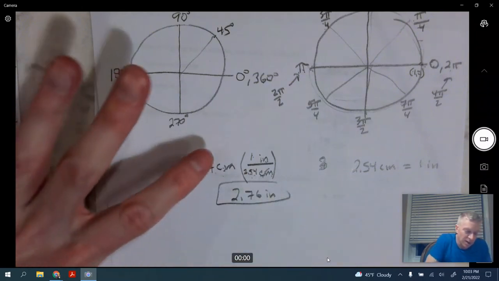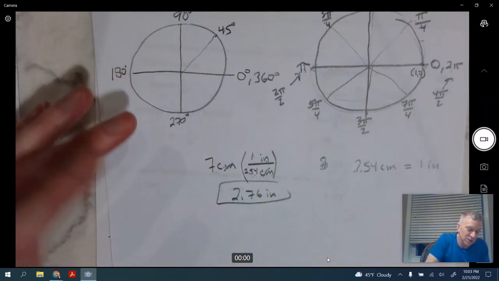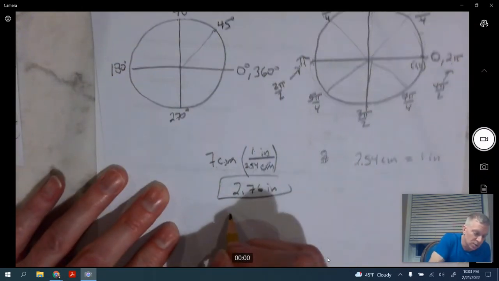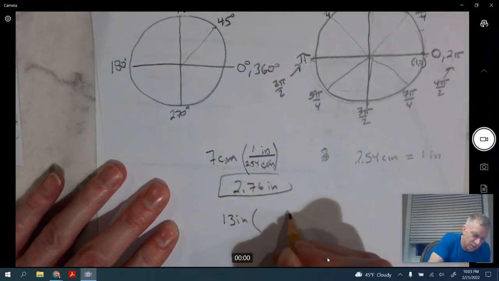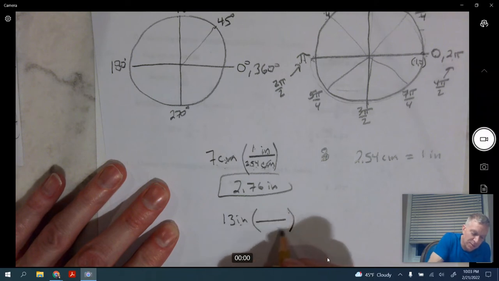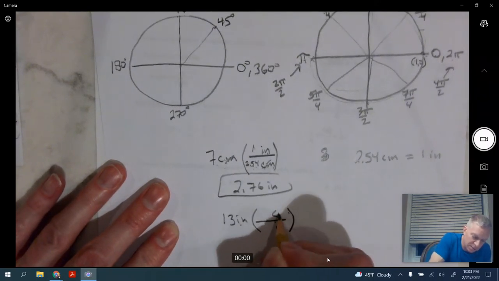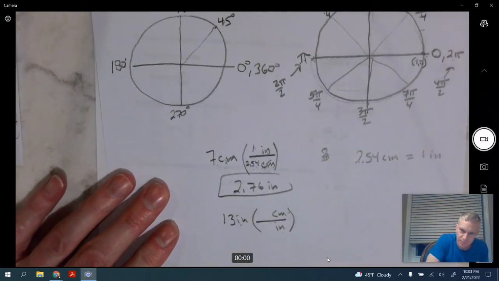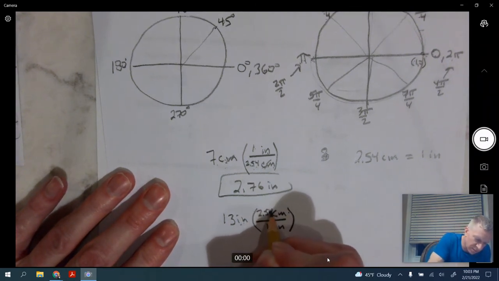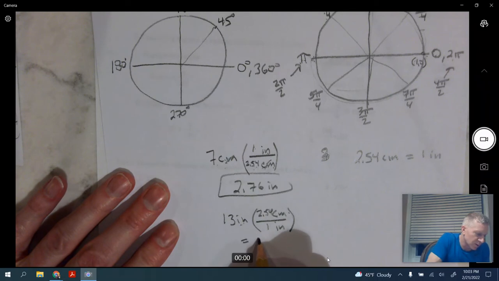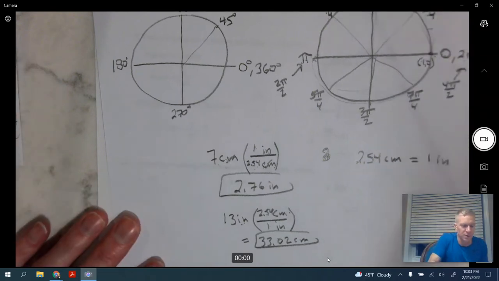Okay. Same way, if you're taking something that's in inches and you want to convert to centimeters, let's say you want 13 inches and you want to convert to centimeters. Well, you're not going to multiply by inches on the top. Now you're going to put the inches on the bottom and centimeters on the top. There's 1 inch in about 2.54 centimeters. And if you multiply that out, you get 33.02 centimeters. So really, that's all we're doing, a simple conversion.